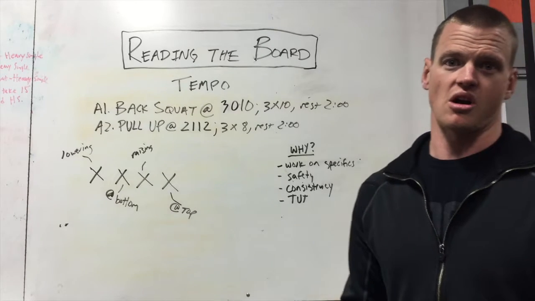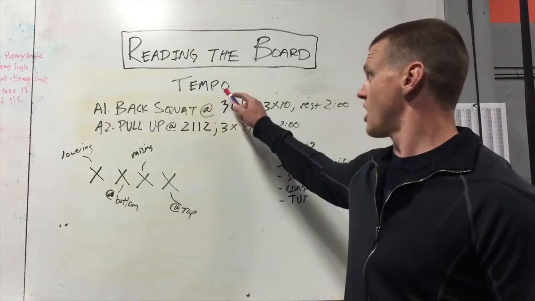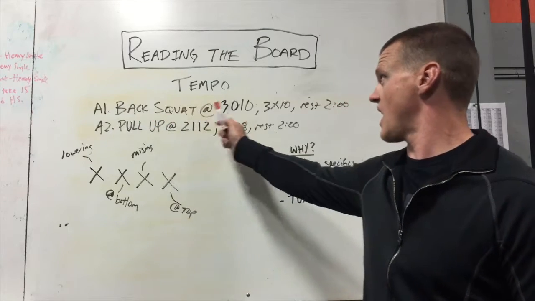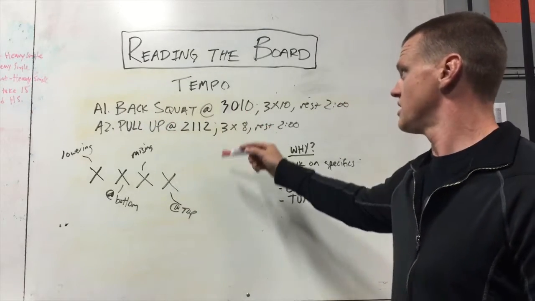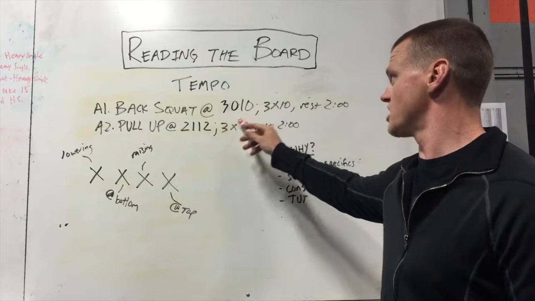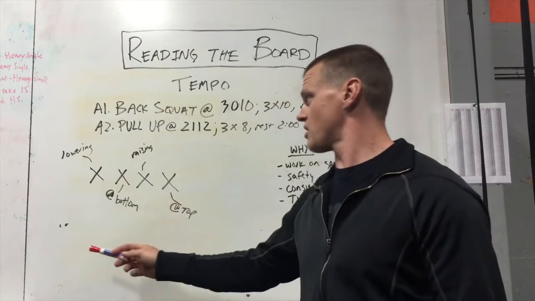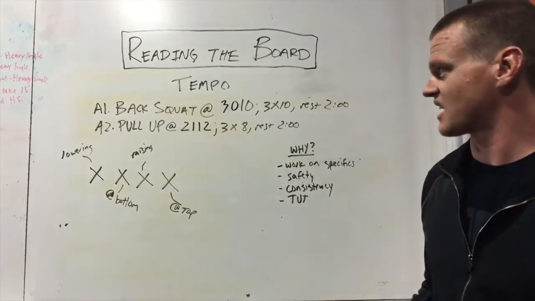Okay, so in our next part of reading the whiteboard, we're going to talk about tempo here. In these examples, we have a back squat at 3010 and a pull-up at 2112. The tempo is this four-digit number right here. The four-digit number corresponds to phases of the movement in seconds.